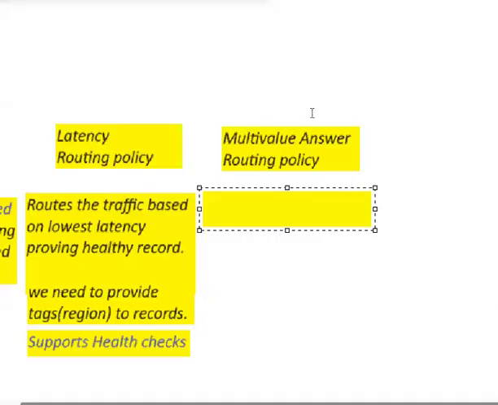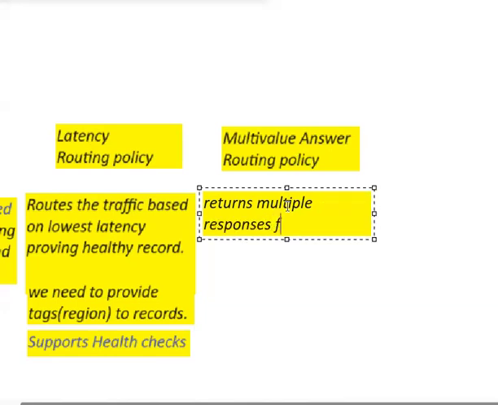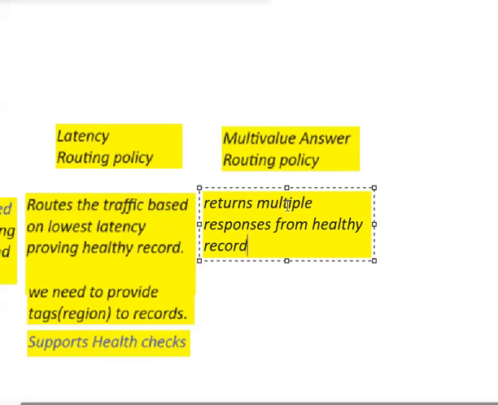If you are expecting multi-value answers as the returning answer for your query, then you need to use this multi-value answer routing policy, where it will return multiple responses from healthy records. From healthy records, it will send multiple responses back.